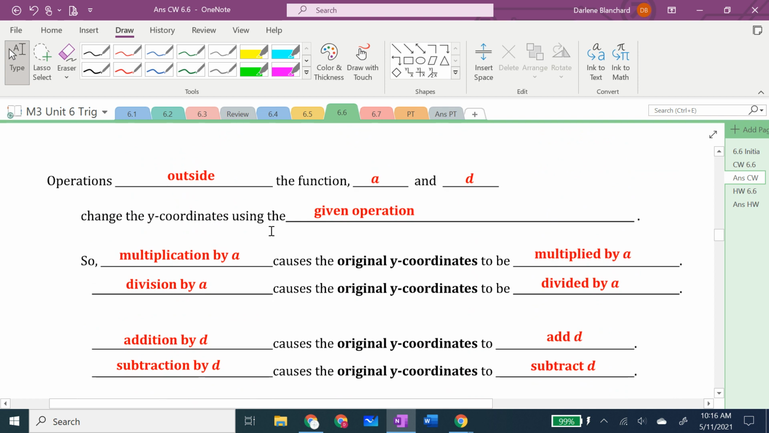They will change the y coordinates using the actual operations that they are. So if you see multiplication by A, you're going to multiply the original y coordinate by A. If you see division by A, you're going to divide by A. If you see addition, you add. If you see subtraction, you subtract.